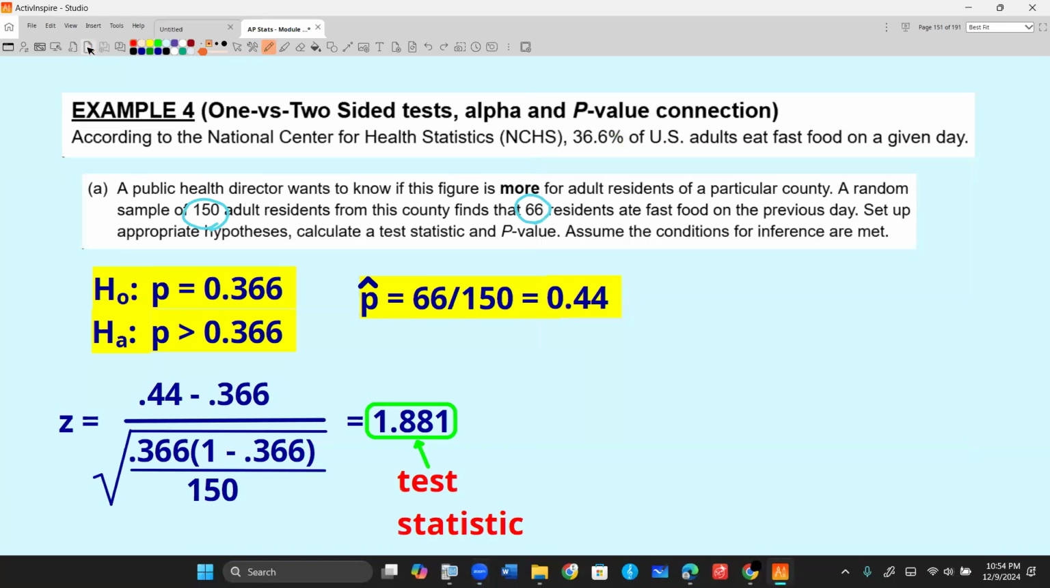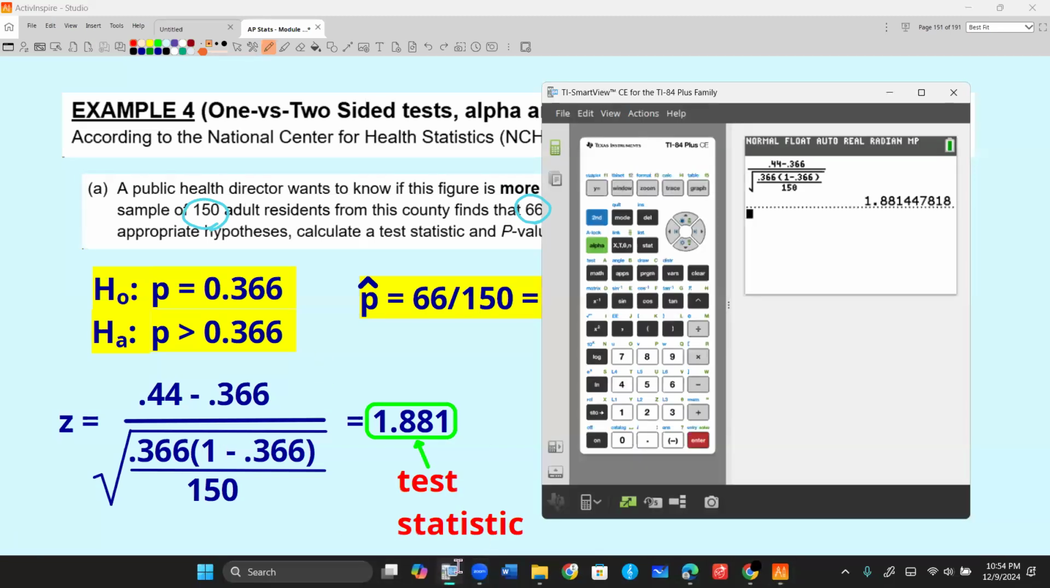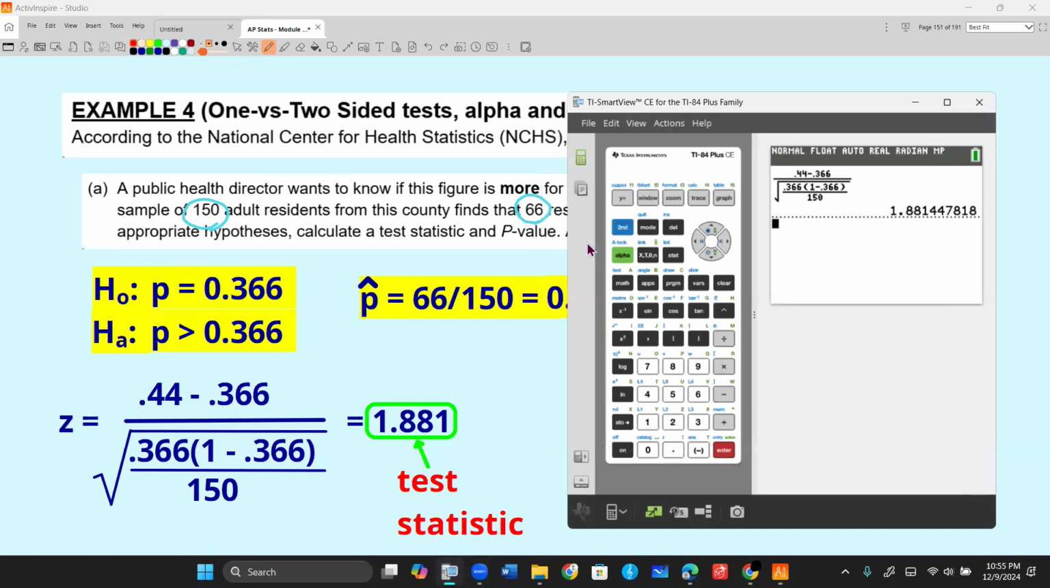So let's talk about getting our p-value from there. Remember, this is based on the normal curve. It's a z-score. We have a positive z-score. So if I'm going to go to 2nd VARS, I'm going to go to normalcdf, but my lower bound in this case is going to be the 1.881. We want to go to infinity in this case since we're going in the positive direction, since it's greater than. Leave it at 0 and 1, and you'll get a p-value of about 3%, 0.0299.